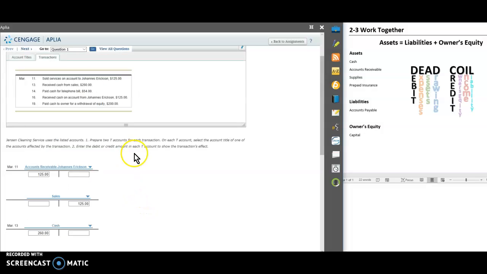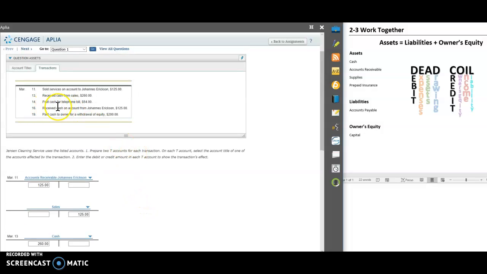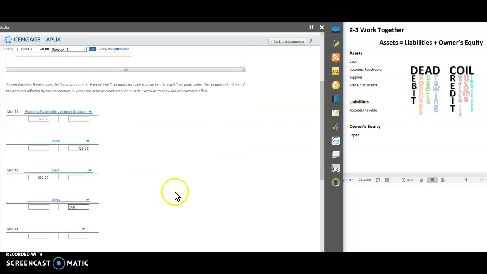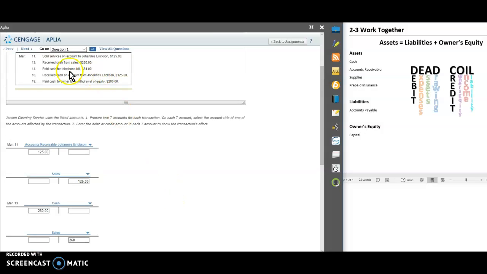Okay? Third transaction, paid cash for telephone bill. All right, so paid cash, we're losing our cash. Our cash is going down. If you think about it, cash is an asset. The normal balance side for assets is debits. So if we're losing cash, we're losing assets, that means we're going to credit our asset. Okay, so that means we have to debit the telephone bill part.